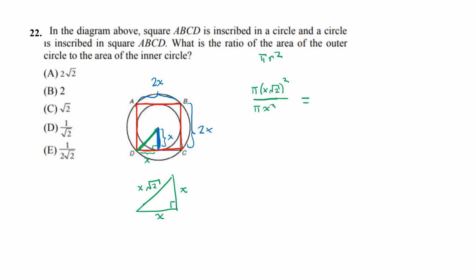And this simplifies to, we can take out the pi here, cross it out from top and bottom, and get x squared times 2 over x squared. Now we can cancel out 2 and 2. So our ratio is 2 to 1, which is 2.